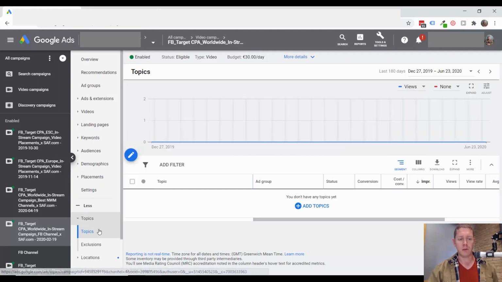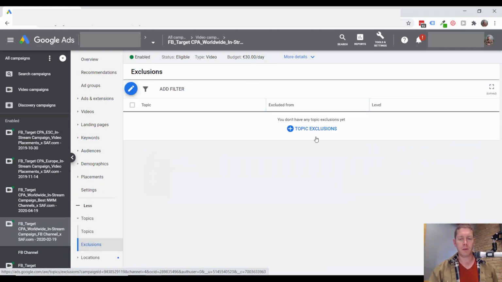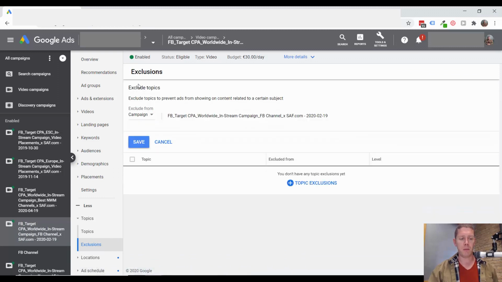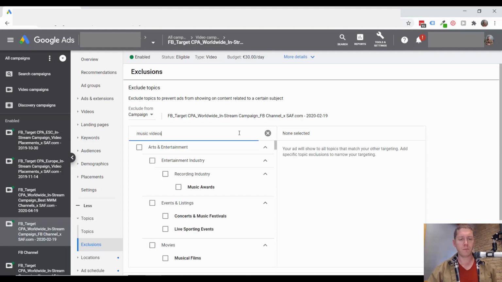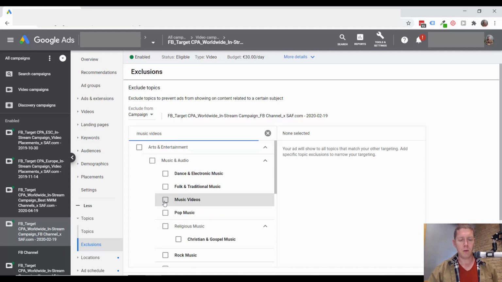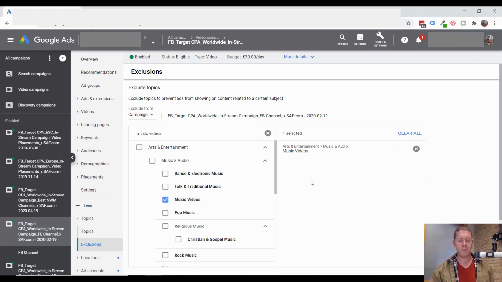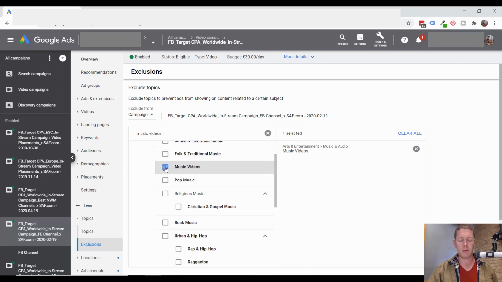Topics, you can also exclude topics. There's a couple topics that I exclude from pretty much every campaign. Okay, there are music videos. This is generally very poor traffic because people use YouTube just as a music player and it's on in the background and they're not really paying attention to ads. So while you might be getting a lot of views on your ads, that's just because people aren't skipping it because they're not paying attention in the first place. So music videos is a good thing to exclude.